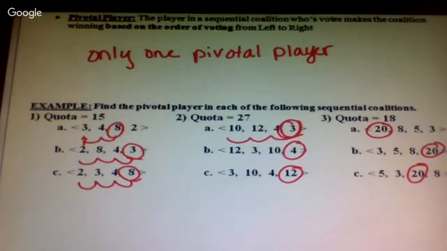Okay, now we've got to put all of this together. What I mean by that is we have to come up with your sequential coalitions, and then we've got to find your pivotal players. So, example number 1. I have 3 players. That means I have 3 factorial coalitions, which is 3 times 2 times 1, which means I should have 6 different ways to order these. This tells you how many you should have laid out.